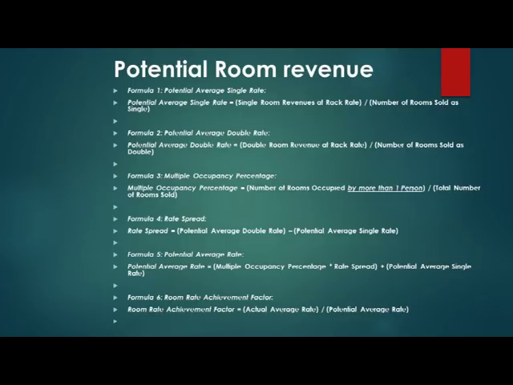Formula 5, potential average rate. Potential average rate equals multiple occupancy percentage times rate spread, plus potential average single rate. Formula 6, room rate achievement factor. Room rate achievement factor equals actual average rate divided by potential average rate.